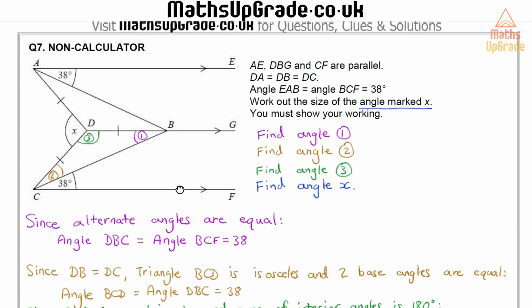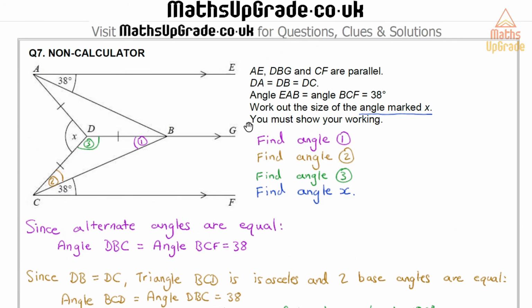Now, finally, because you can see this diagram is completely symmetrical, because this length AD is the same as DC, this angle 38 is the same as that angle 38. This entire diagram is symmetrical, therefore I know that this angle here is going to be the same as the angle 3 which I've just found. So I know essentially these two angles.